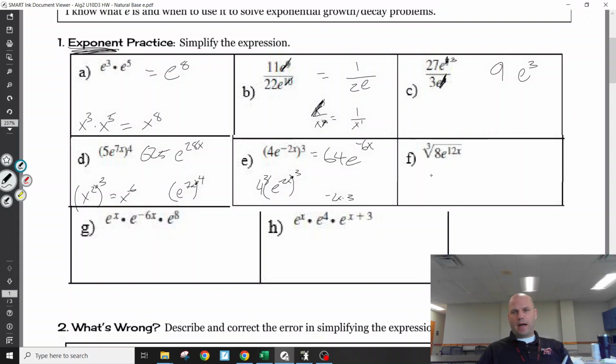Okay, fractional powers, a 1/3, it's still a power to a power, so 8 to the 1/3 you could type into your calculator and get 2, but you would not type e to the 12x to the 1/3 into your calculator, instead you would just do e to the 4x, or 12 times a third.